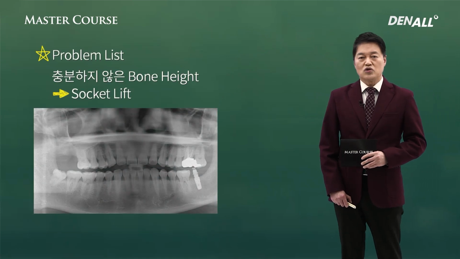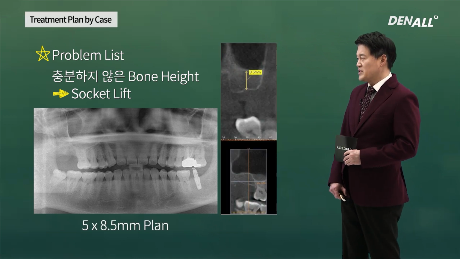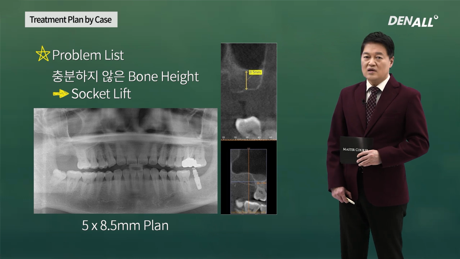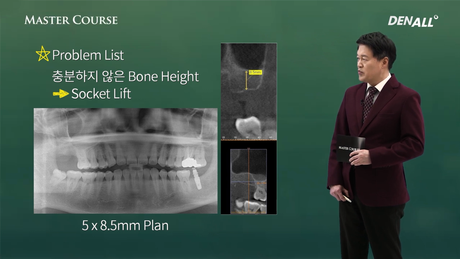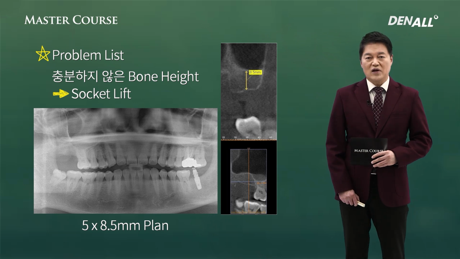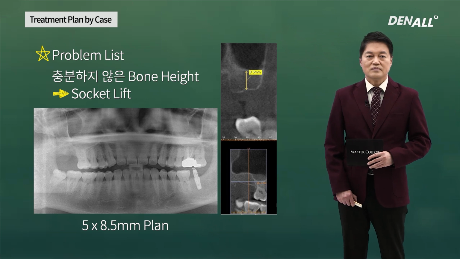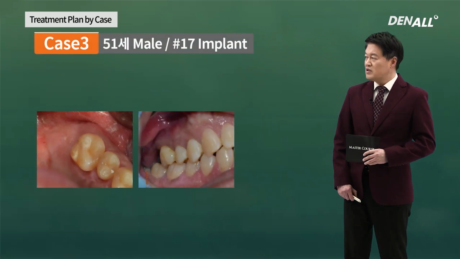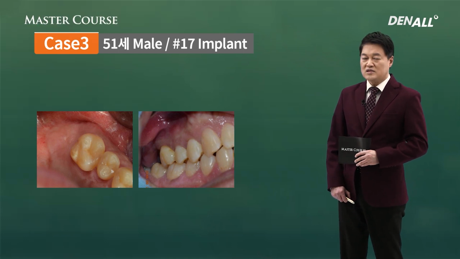Look at the X-ray buccolingually. There's sufficient thickness, but bone height, as you can see, was 8.5 millimeter. In general, we would need to place an 8.5 millimeter fixture. So using an osteotome, I planned a socket lift to lift the top part, and because there was sufficient buccolingual thickness, a 5 by 8.5 millimeter implant was planned. As you can see, I checked occlusion. Before incision, I checked whether it was normal occlusion or crossbite.